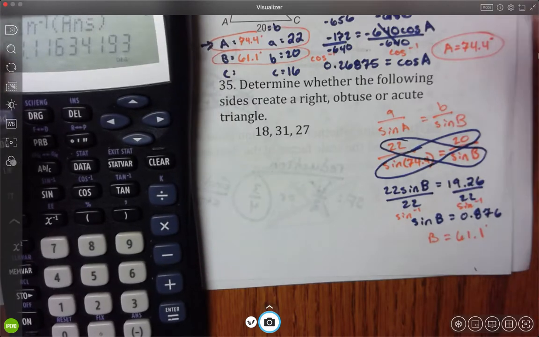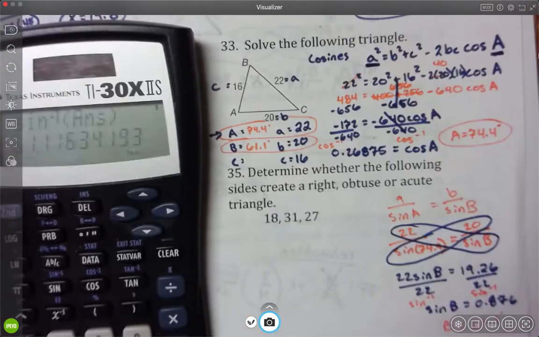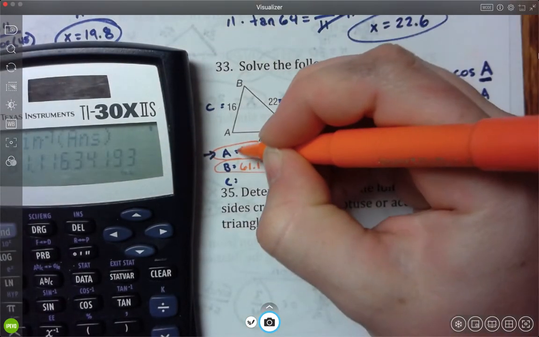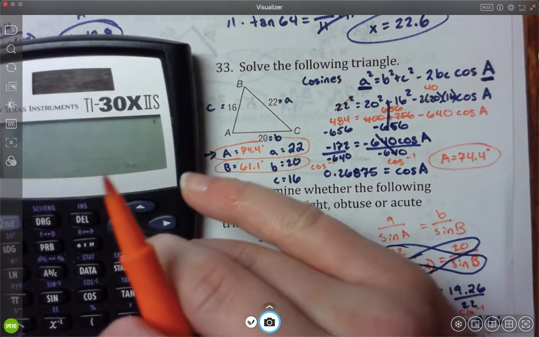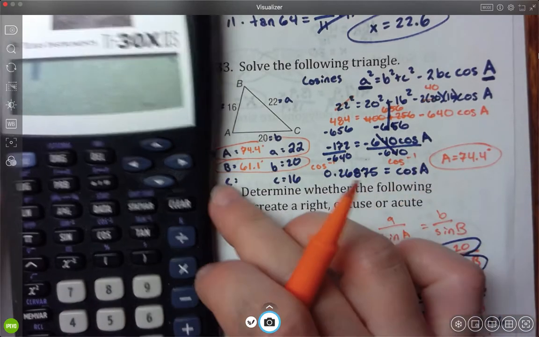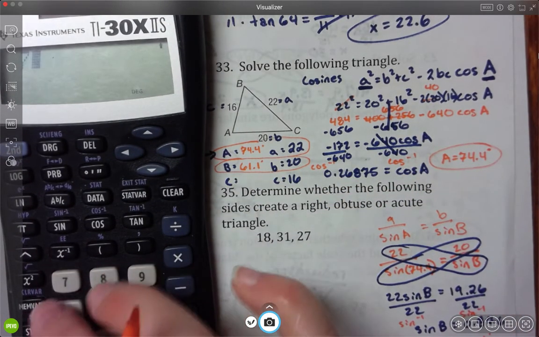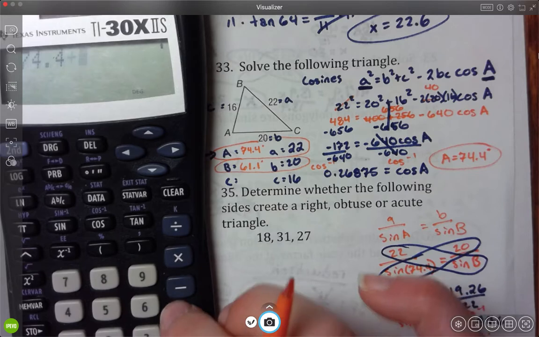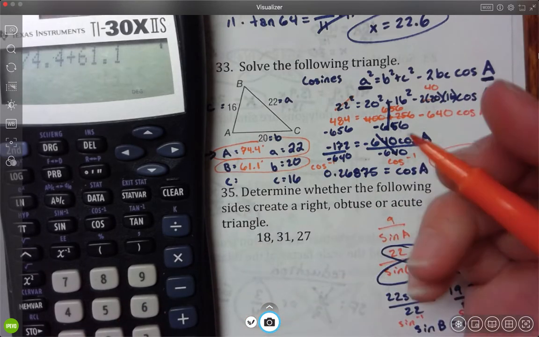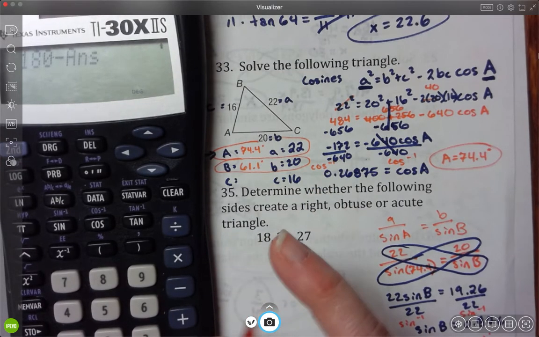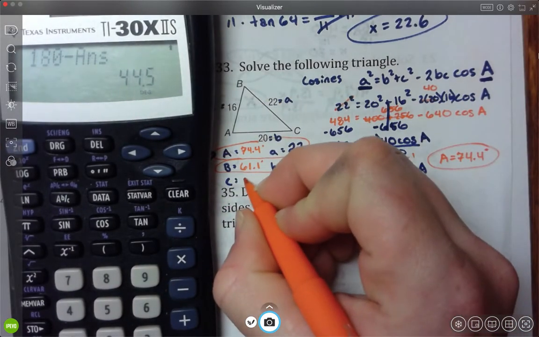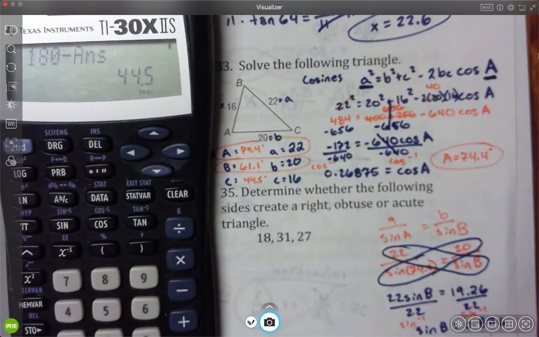All right, I'm still not done. I have one more thing to do, except this one's the easiest one of all. Now that I know A and B, I can just add those two together and subtract from 180 to get C. So I don't have to do any of the law of sines or law of cosines again. 74.4 plus 61.1, and I'm going to take 180 minus that answer, and I get 44.5 degrees. So that one was a little bit nicer.